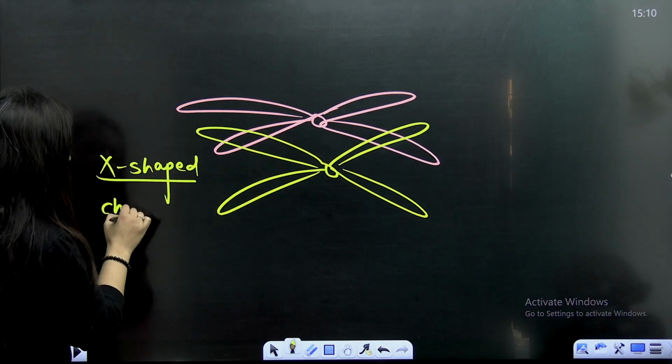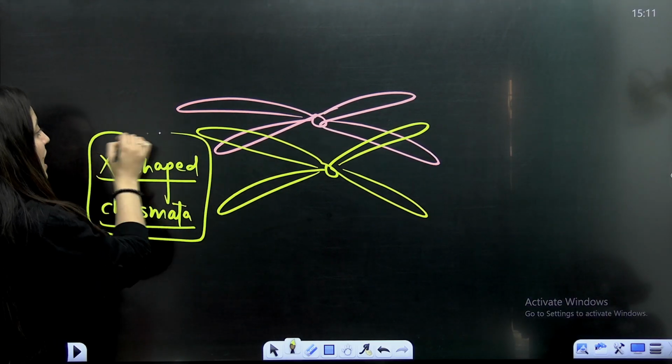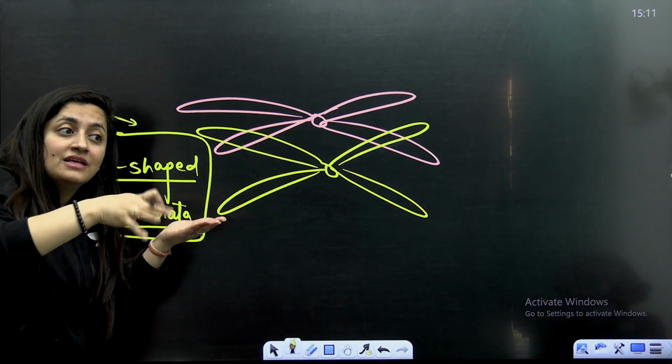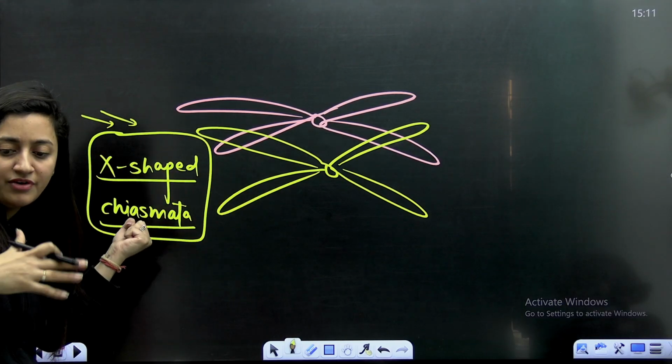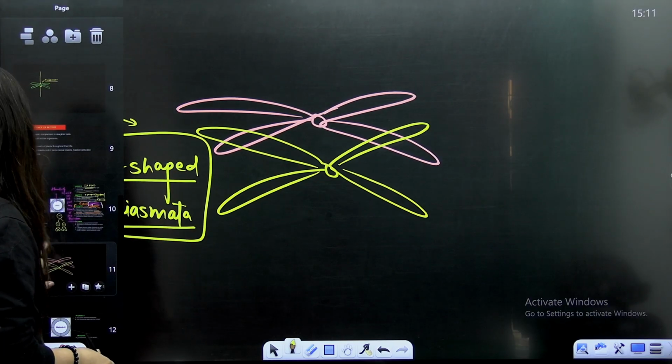What are we going to call it, students? We will call it X-shaped chiasmata. So it marks the site at which crossing over has been done. The recombination nodule is the area where crossing over will occur, but here it marks the site where the crossing over has been done. So that's something you need to keep in your mind. This is for the pachytene.